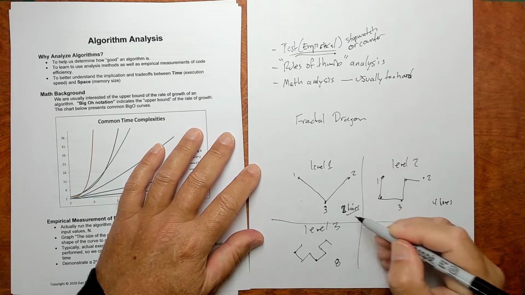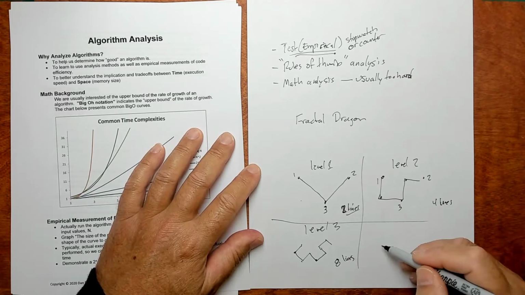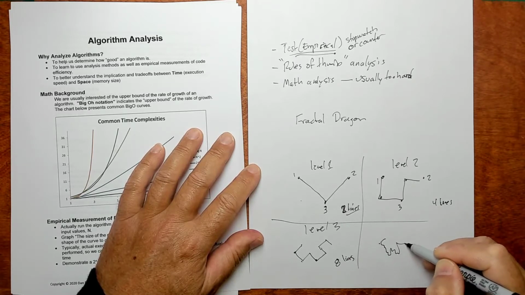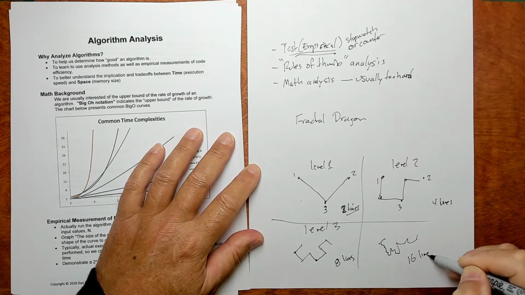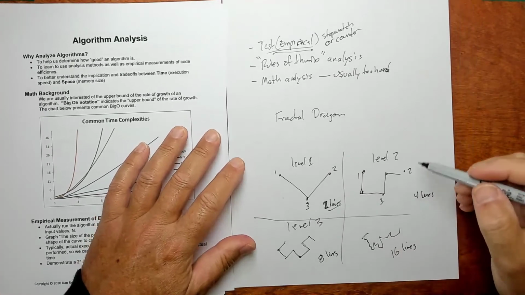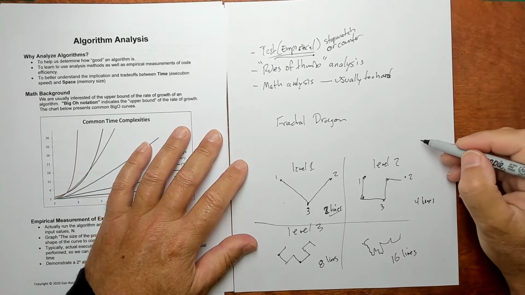Actually 2 lines. There's 8 lines here. If you did it again, there's going to be 16 lines. Okay, so you might have a clue on what this is doing here.